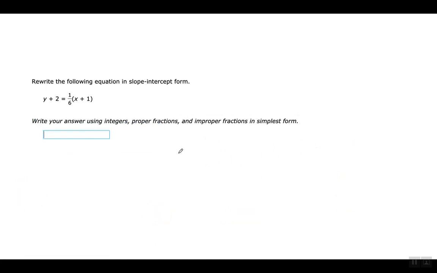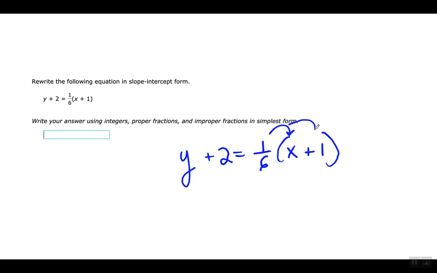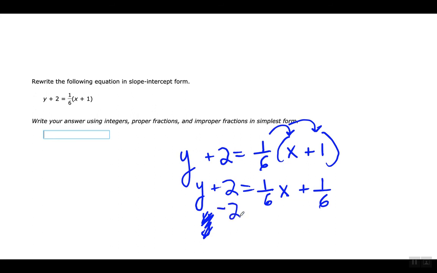Alright, so here we got y plus 2 equals 1 over 6 parentheses x plus 1. So do the distributive property. Y plus 2 equals 1 over 6 x plus 1 over 6. Okay, now look, here's a situation. This was one of the few that I got where I'm going to have to change this 2 into a fraction. So chances are you're going to have that situation as well. Alright, so let's go over how to subtract that.